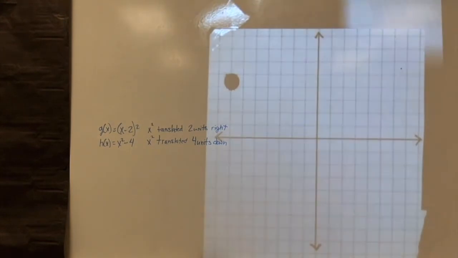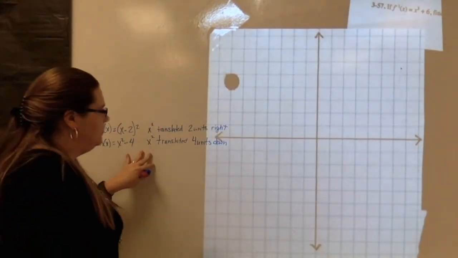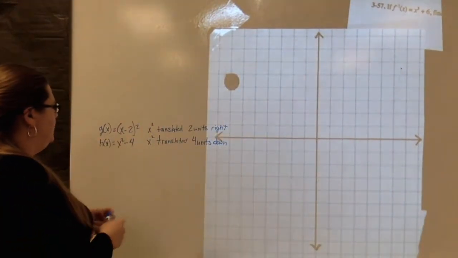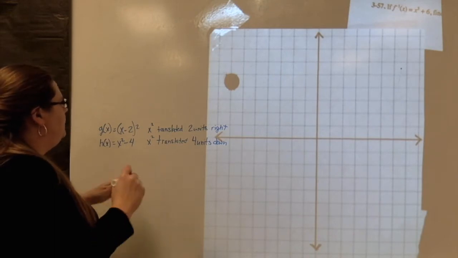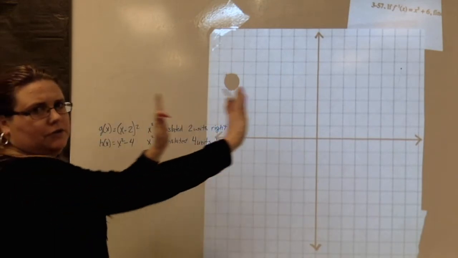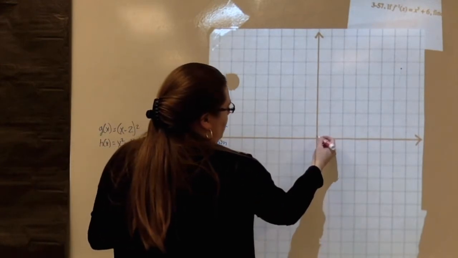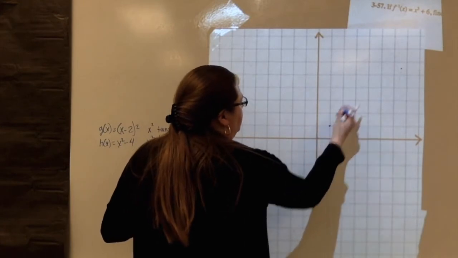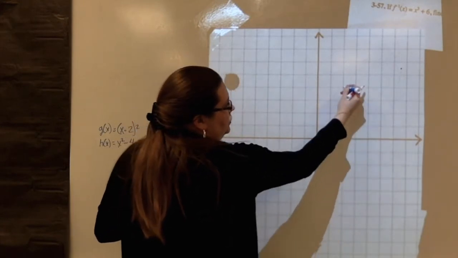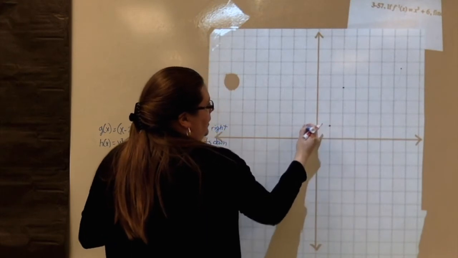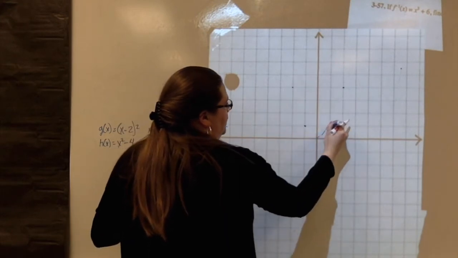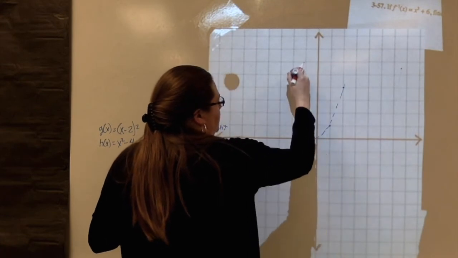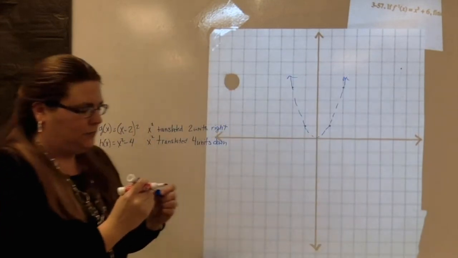So we want to graph these. We want to graph our g of x and our h of x. So our g of x is our basic x squared translated 2 units to the right. So our basic x squared curve would be, and I'm plotting the points 1, 1, and 2, 4, and negative 1, 1, and negative 2, 4, because I know that those are points on my basic x squared curve.